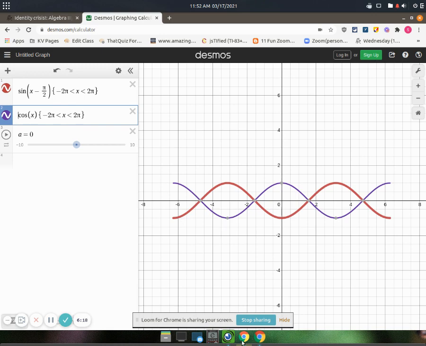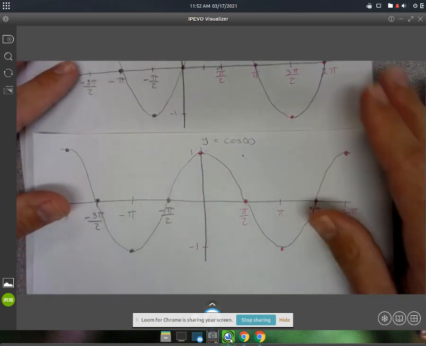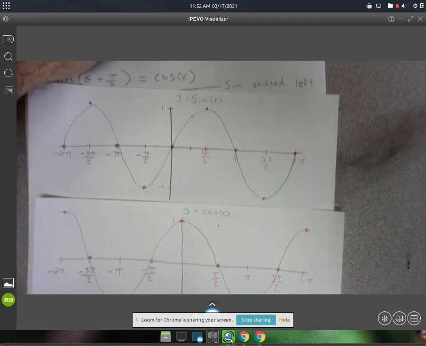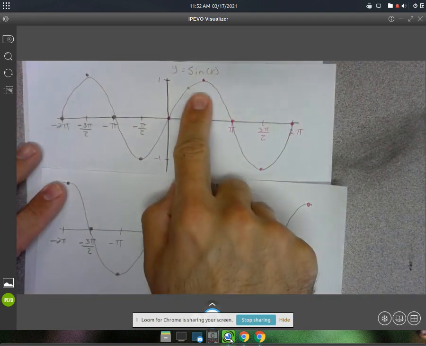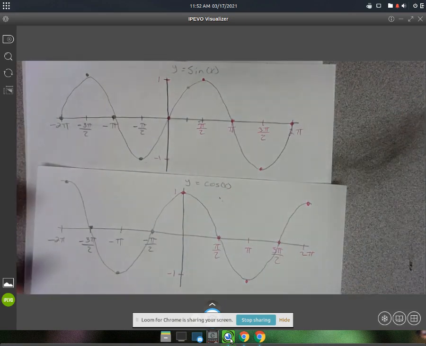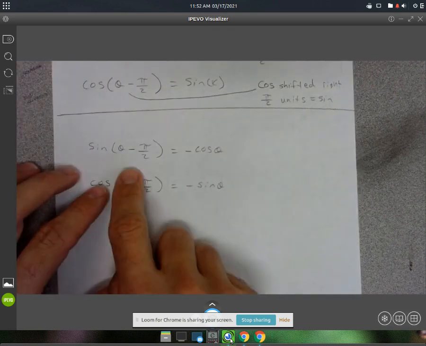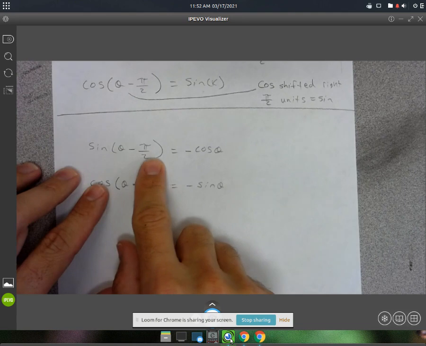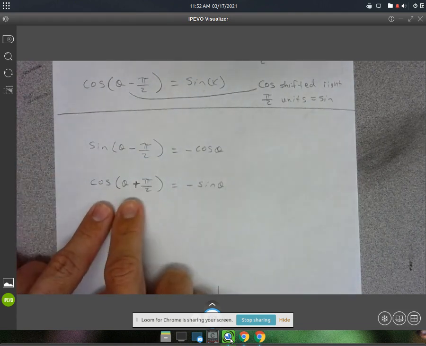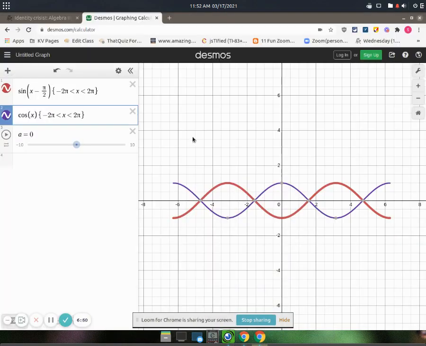So what I'm doing is I'm taking the graph of the sine function here, and I am moving it to the right a bit, and then I'm flipping it. That's what's happening there. All right. So the other way to say it, instead of moving sine to the right and then flipping it, is to say I can move cosine to the left and then flip that one.